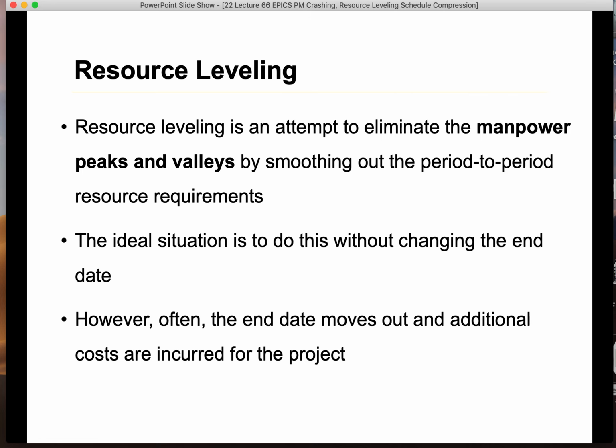Well, if whatever you do, the end date moves out and additional costs are incurred in the project, then that's a different story. So you need to make a new calculation.